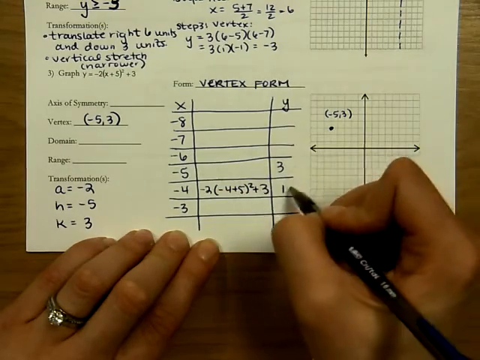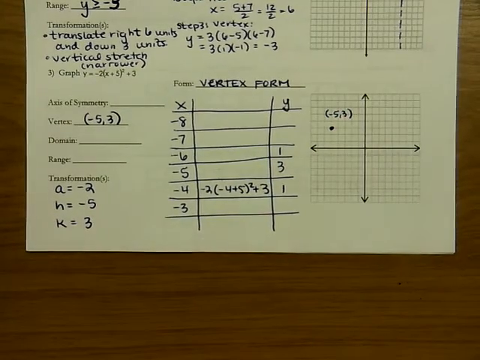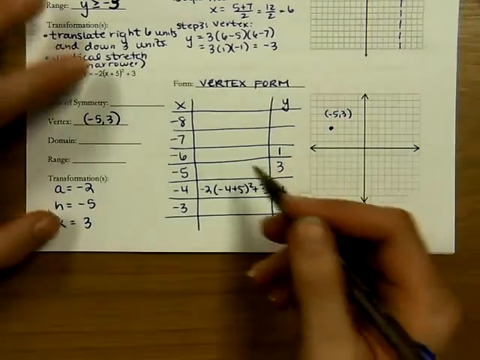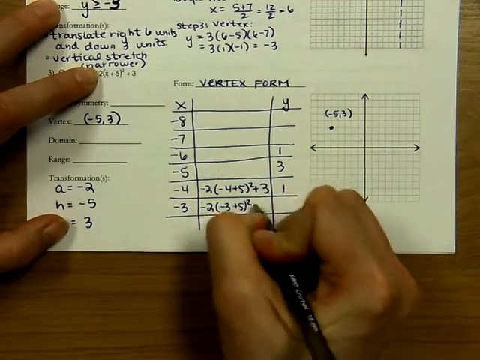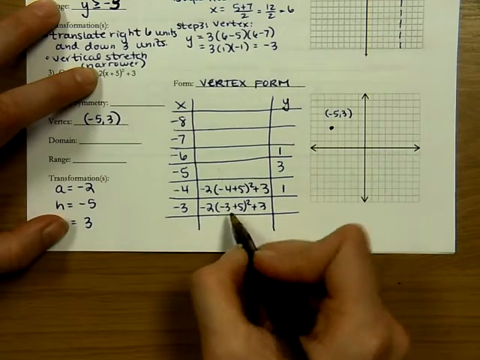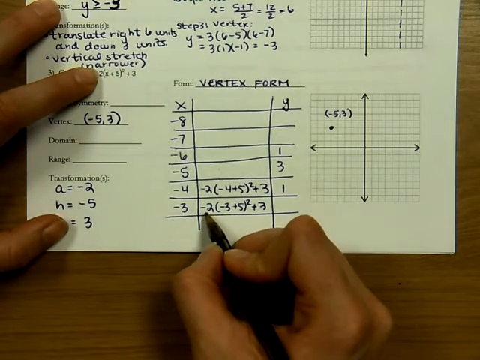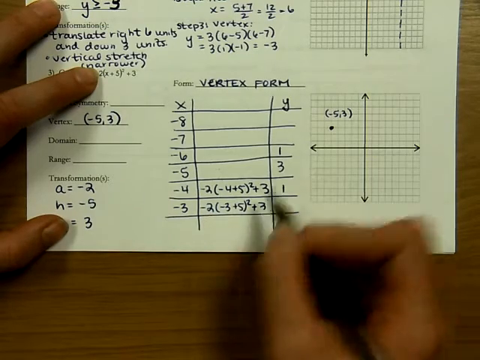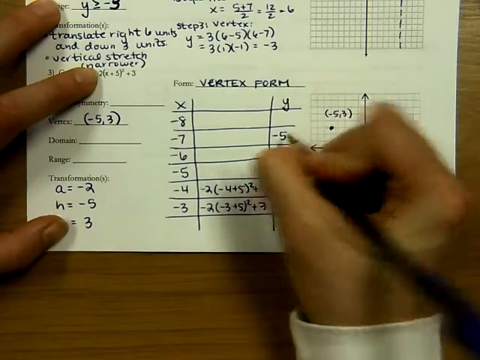Now I could do the same here, but I know that the table is going to be symmetric about that 3. So I'll just fill that in. And I can substitute in again, -3 for x. -3 plus 5, that's 2. 2 squared is 4. 4 times -2 is -8. -8 plus 3 is a -5. And again, I can substitute that in there.